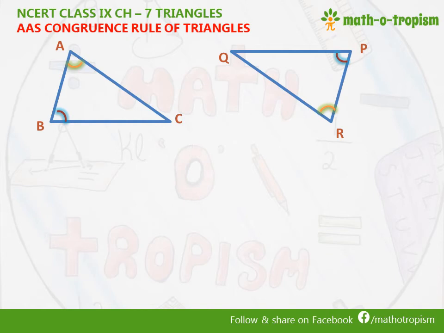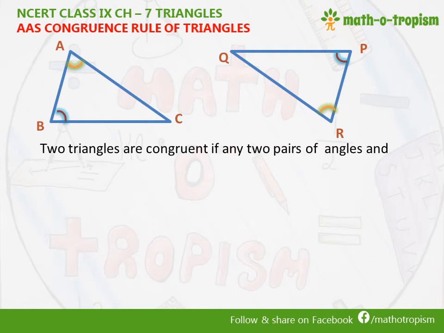Next we will go to the AAS congruence rule of triangles, where two angles are the same, and the side that is equal is not the included side but one of the other two sides. So we call it AAS congruence, that is angle angle side. Two triangles are congruent if any two pairs of angles and one pair of the corresponding sides are equal. Remember, the side is not the included side.